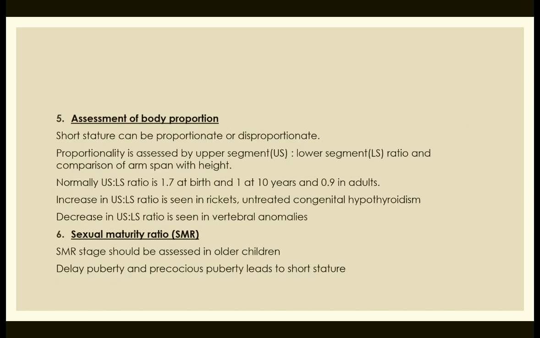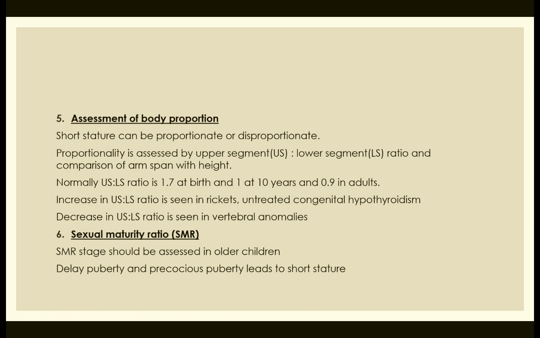Assessment of body proportion. Short stature can be proportionate or disproportionate. The proportionality is assessed mainly by the upper segment to lower segment ratio and the comparison of arm span with height. The normal upper segment to lower segment ratio is 1.7 at birth, 1 at the age of 10 years, and 0.9 in adults.